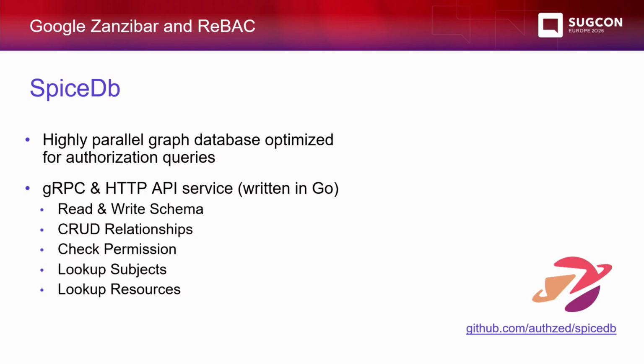There are also two operations like lookup subjects and lookup resources. So, for example, you can ask, give me please all of the documents that this particular user can read or can write. And the opposite way, you can ask the same for the document. For example, give me the list of users who have read access to this particular item.